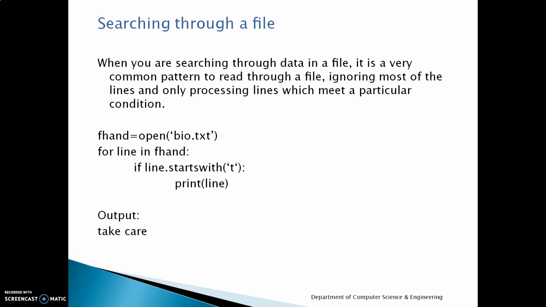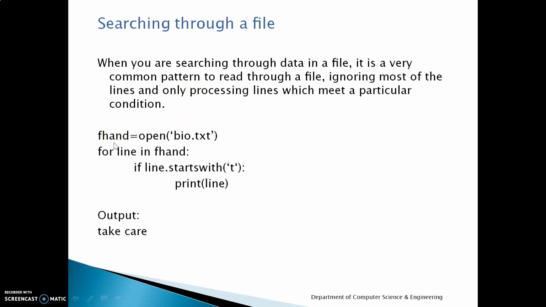When you search through data in a file, it is a common pattern to read through a file, ignoring most of the lines and only processing lines which meet a particular condition. So this is the situation most of the time. Whenever we are dealing with files, we're not interested in all the data in the files, but we're looking for particular information in that file. So how do you go about it?